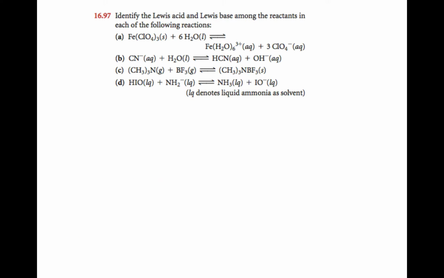Identify the Lewis acid and Lewis base among the reactants in each of the following reactions. So there's a Brønsted definition of an acid, Brønsted acid-base chemistry, and then there's Lewis acid-base chemistry. Lewis acid-base chemistry, you look at it in a different way. The acid is an electron pair acceptor, and the base is an electron pair donor. So it's backwards from Brønsted, which is a proton, H plus donor as opposed to an H plus acceptor. This is an electron pair donor and an electron pair acceptor.